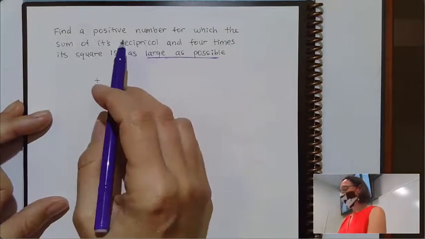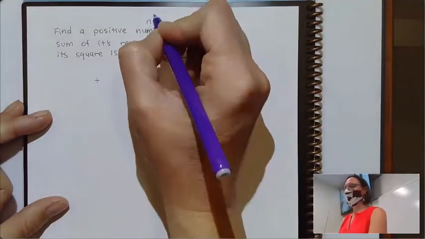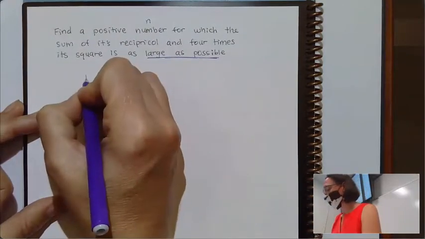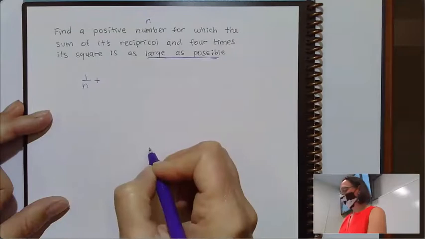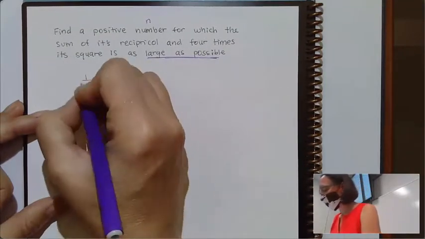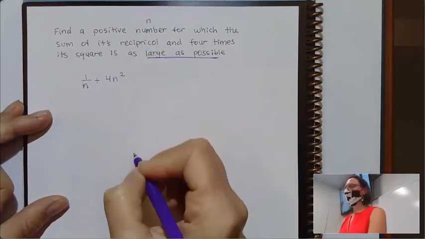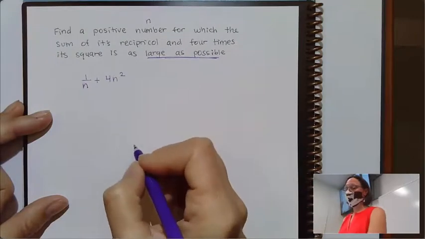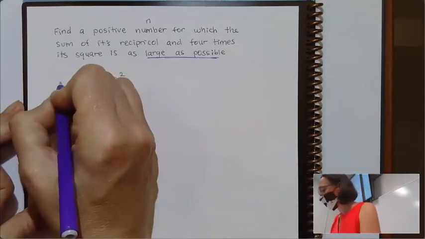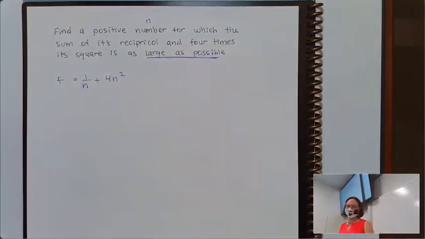Well, I guess I need something to call the number. I'm going to call the number n because it's a number. So the reciprocal of that number is 1 over n. And 4 times its square. So 1 over n added to 4n squared. And that's the thing we're trying to make as large as possible. I don't really know what to call it, so I'm just going to call it f because that is now my function.